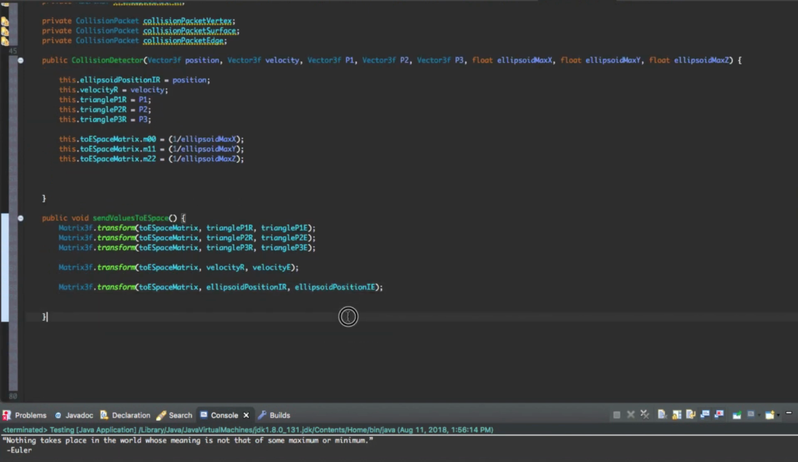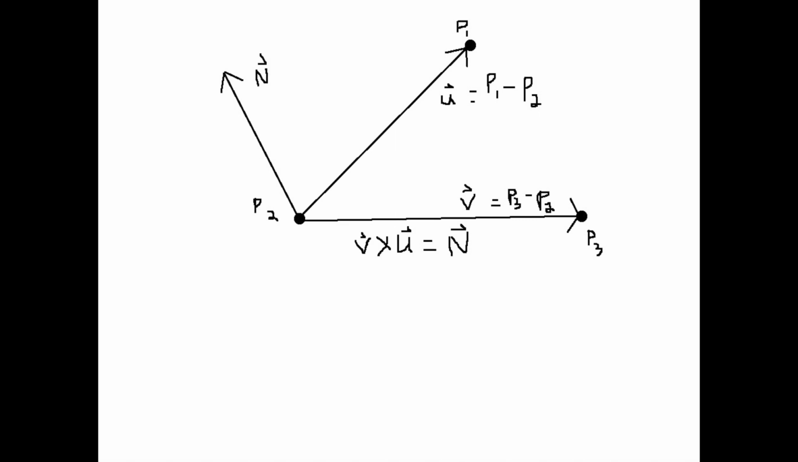So next, we will need a method that will construct some collision values for us. And we're going to start by drawing two vectors, u and v, and u is defined by p1 minus p2, and v is defined by p3 minus p2. And of course, these vectors lie within the triangle's plane. Now, we can calculate a normal vector to the plane by taking the cross product v cross u.